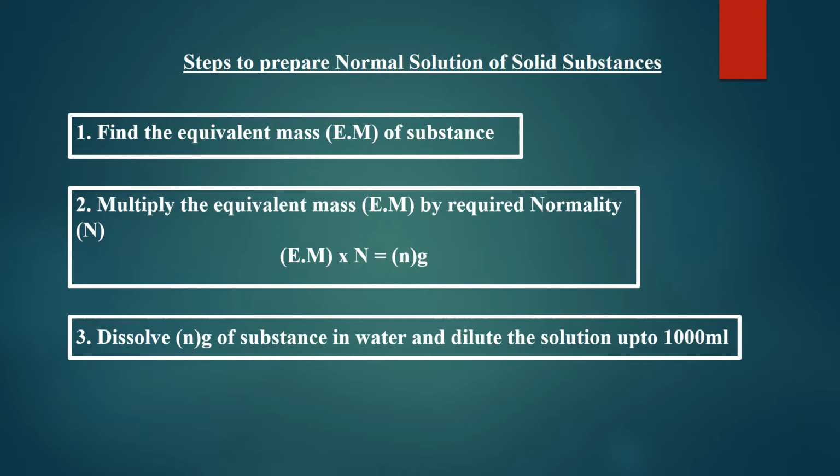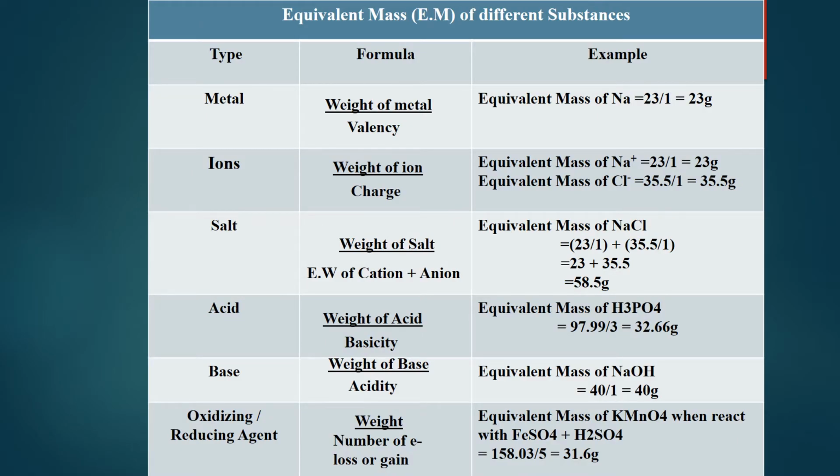By following these steps, you can prepare normal solution of any kind of solid. All the steps are the same for preparation of normal solution of any kind of solid. The only difference is in the first step, in which we have to find out equivalent mass of that substance. Therefore, we should know how to find out equivalent mass of different solid substances. Let's discuss it one by one.